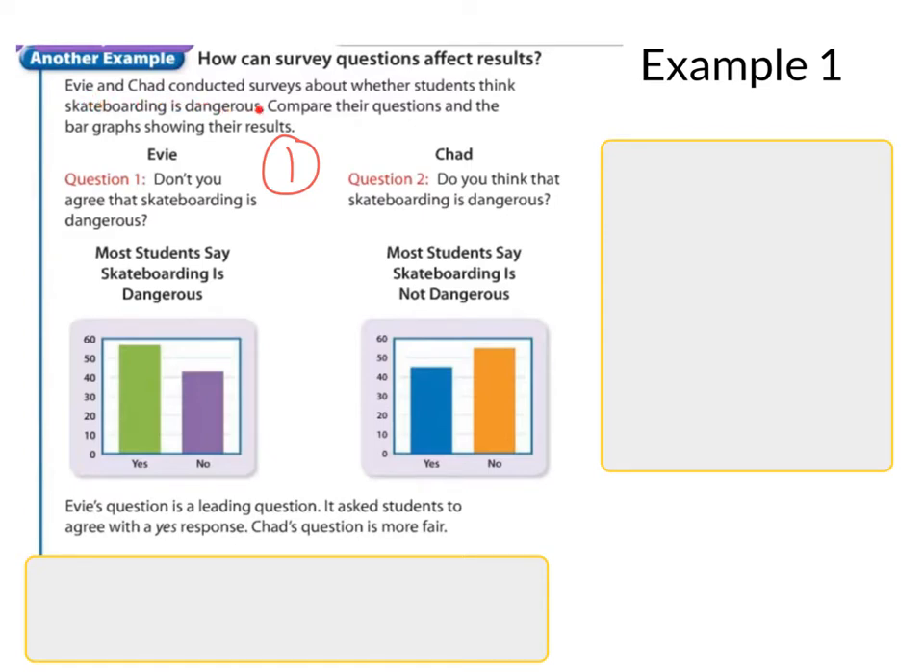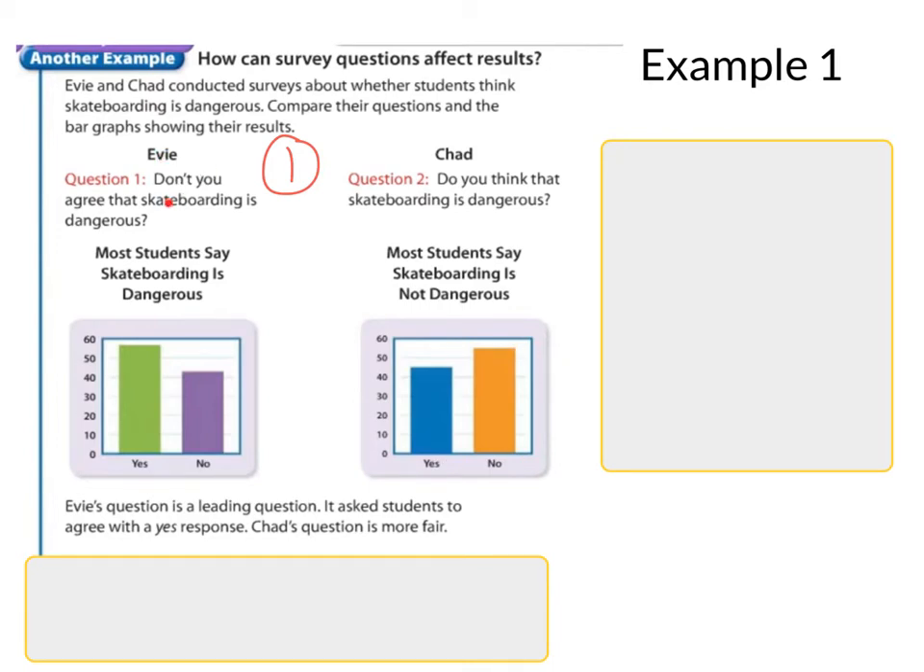Evie and Chad conducted surveys about whether students think skateboarding is dangerous. Compare their questions and the bar graphs showing the results. It seems that they asked questions about if it's dangerous, and we got different responses. I wonder why that is. Well, it's the way they're worded.